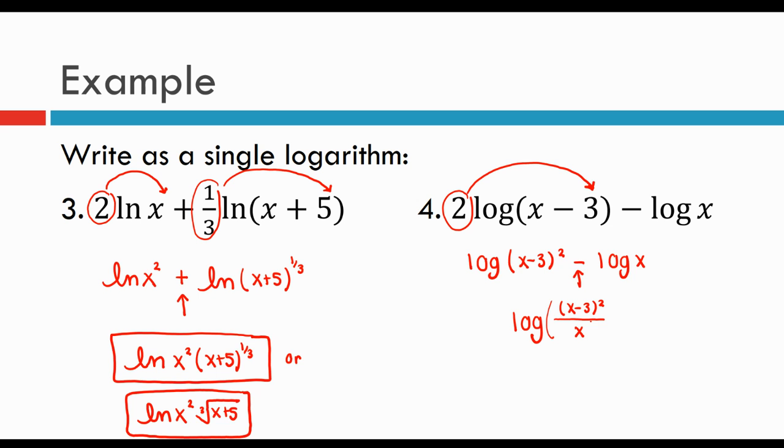Now, if you want, you could have parentheses around that. If you don't, that's fine as well. But I'm not going to be able to simplify that x minus 3 quantity squared over x any further. So we have condensed it down as much as possible.